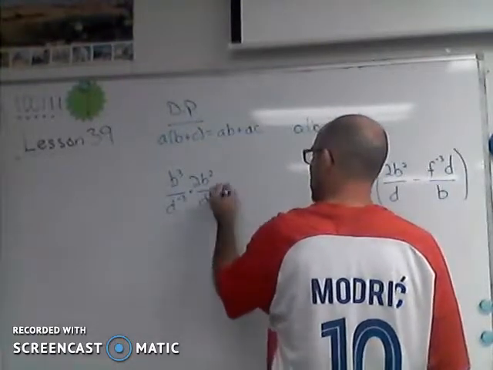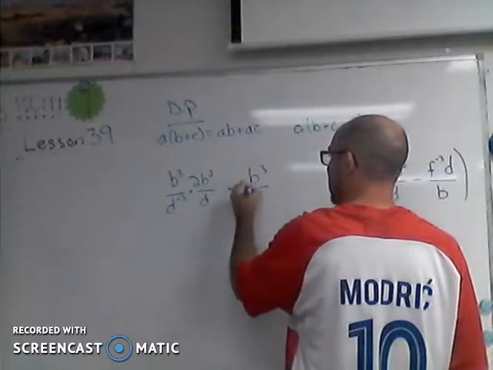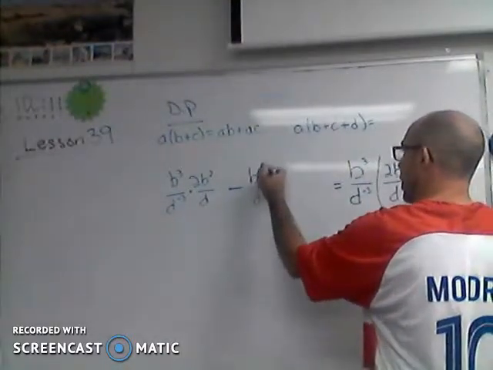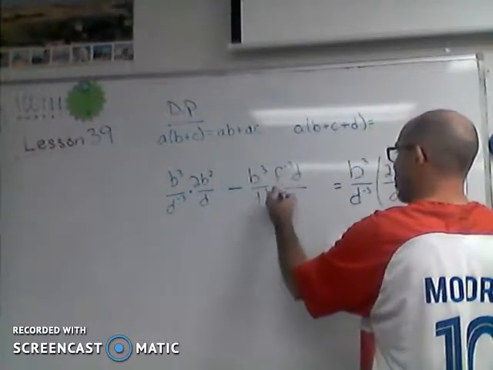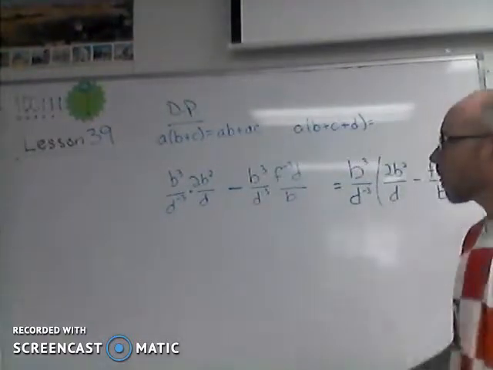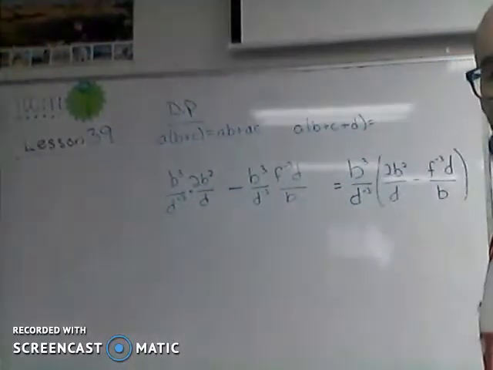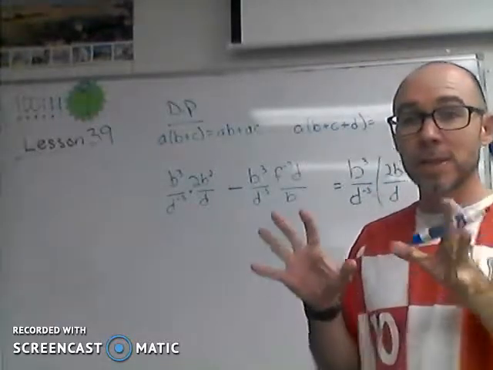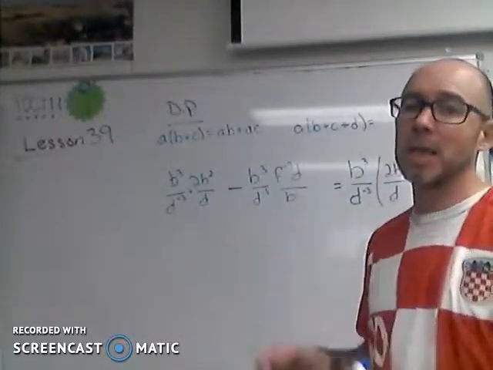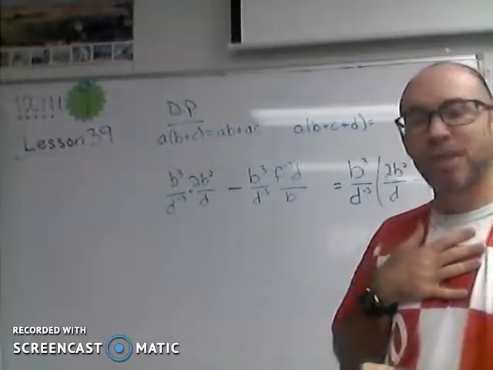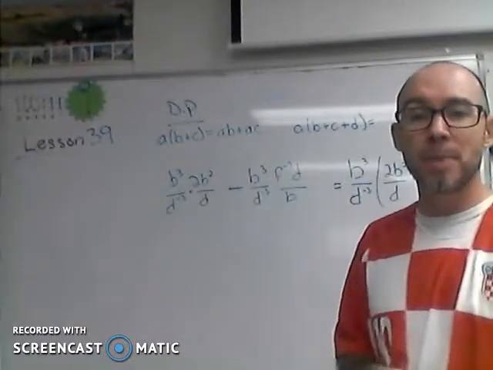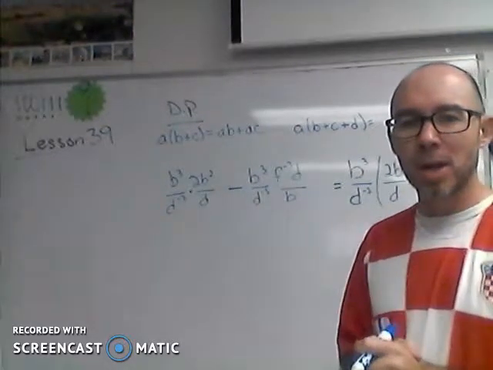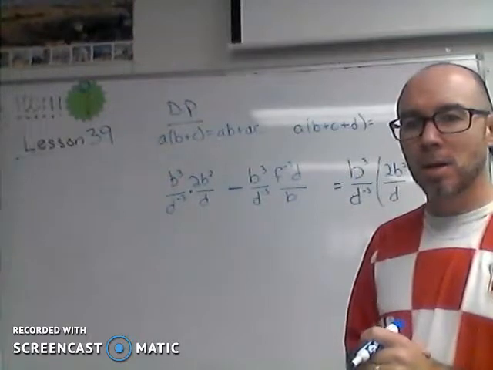We've got subtraction now, so minus, copy the b cubed d to the negative 3 times f to the negative 3d over b. Okay, now this one's a little bit trickier because it's got those negative exponents in it. And it's really up to you whether you want to fix that now or fix that later. I like to fix it first and then we'll see what happens as we go through it. But if I can get rid of that stuff, I can put things together right now. That to me seems better.